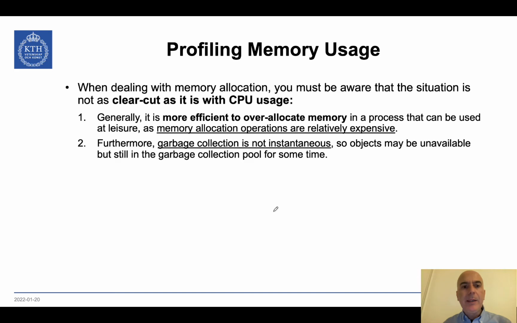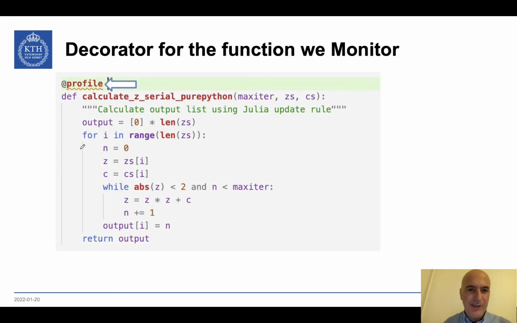The other point I want to make is about the garbage collector, which helps by deallocating unused variables. Garbage collection is not instantaneous, and so an object might be unavailable but still in the garbage collection pool for some time. So these are a few considerations to keep in mind when looking at information about memory profiling. These factors might be quite important when trying to analyze the memory tracing.